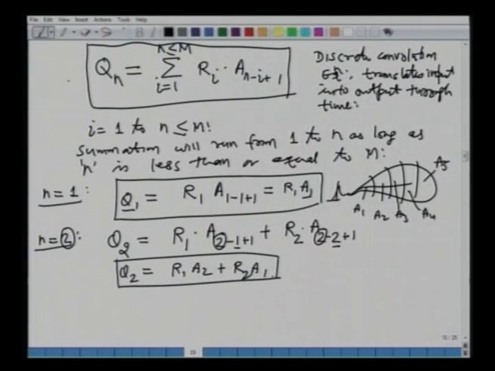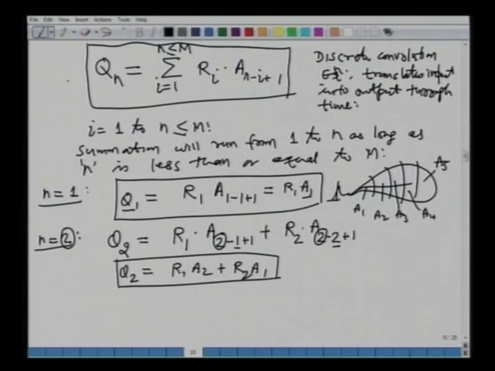Now, think about it with respect to this diagram here. What this equation is telling us is that the runoff response at the end of second hour, this one q2, is equal to the contribution from area A2. Which contribution? The rainfall which fell during the first hour.